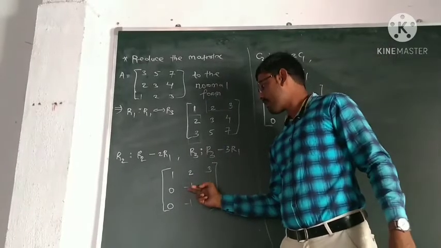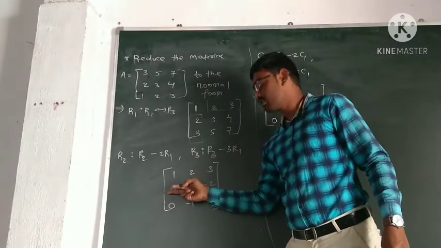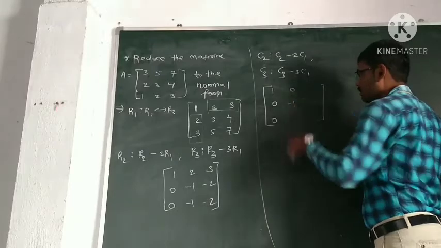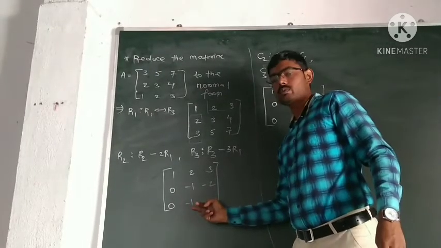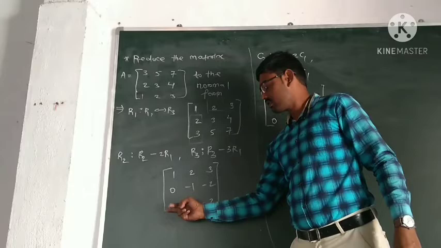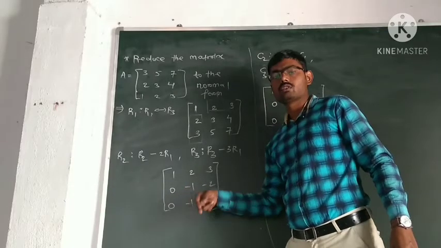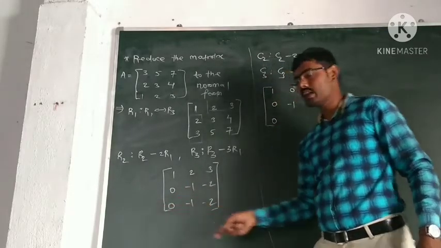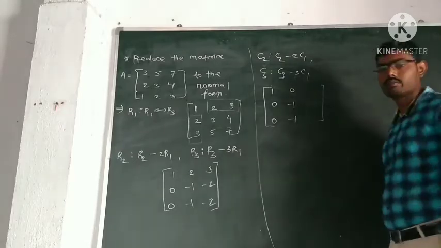Minus 1 minus 2 times of 0. 2 times of 0 is 0, so only minus 1. Again here is 0, so minus 1 minus 2 times of 0. 2 times of 0 is 0. So minus 1 minus 0 is again minus 1.